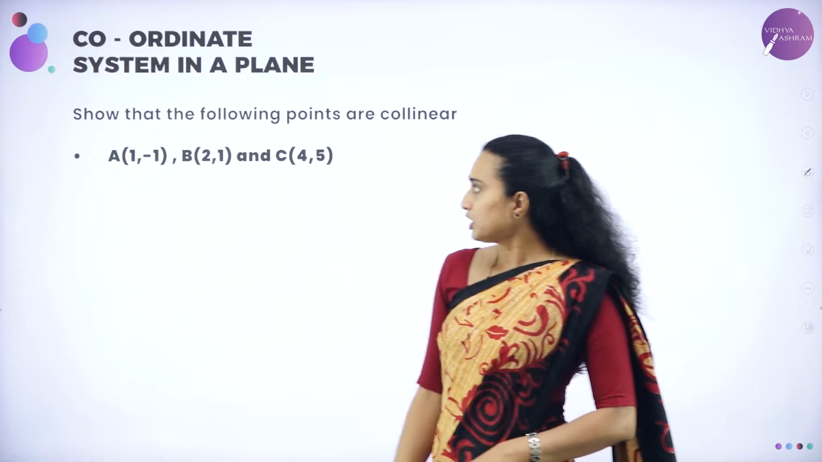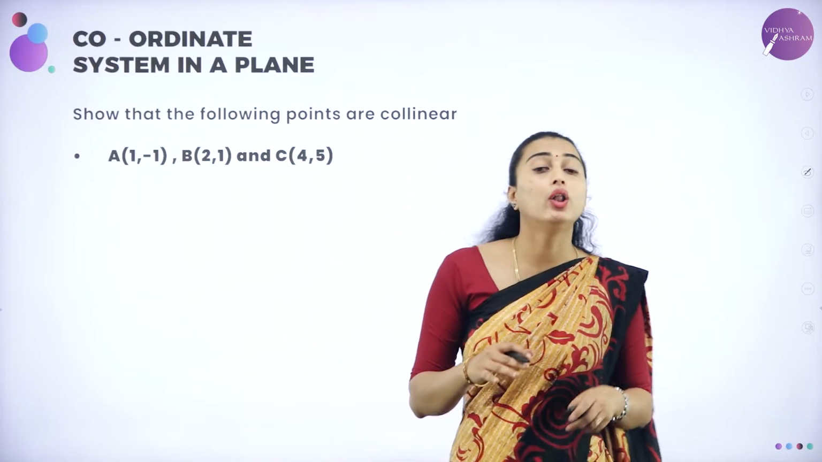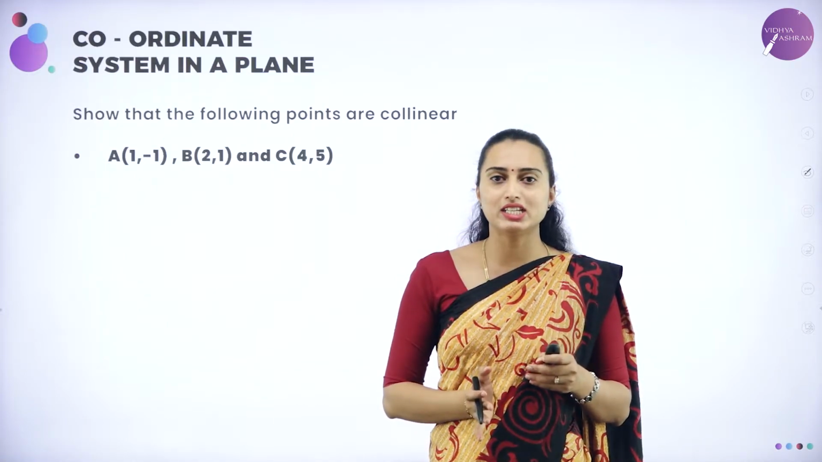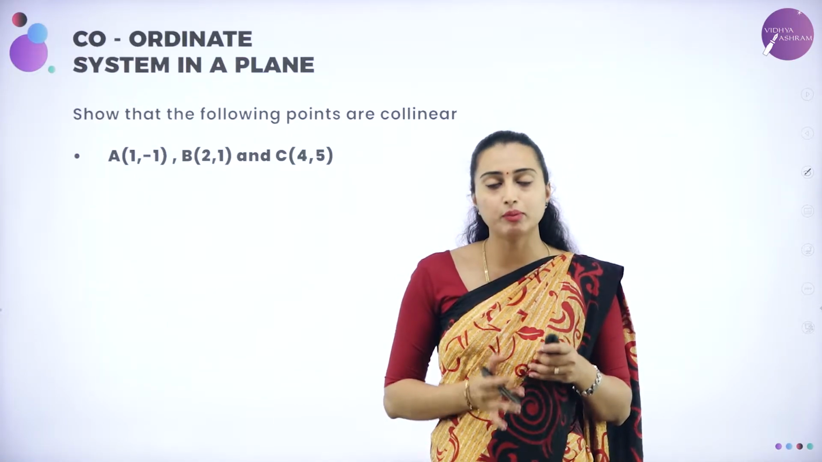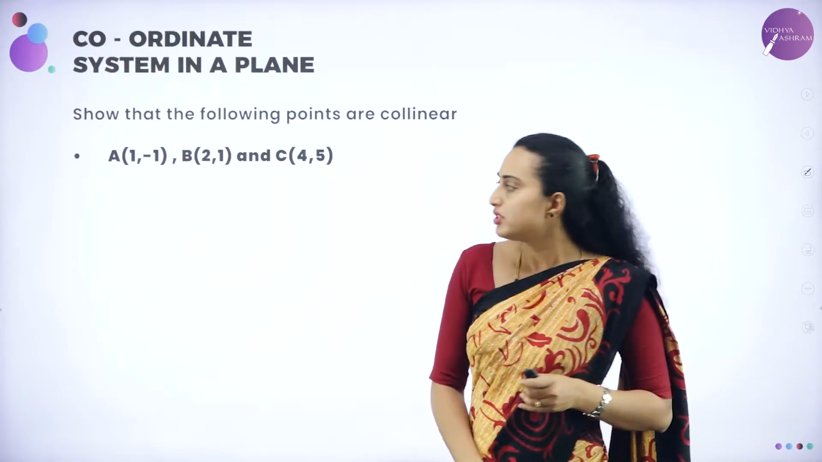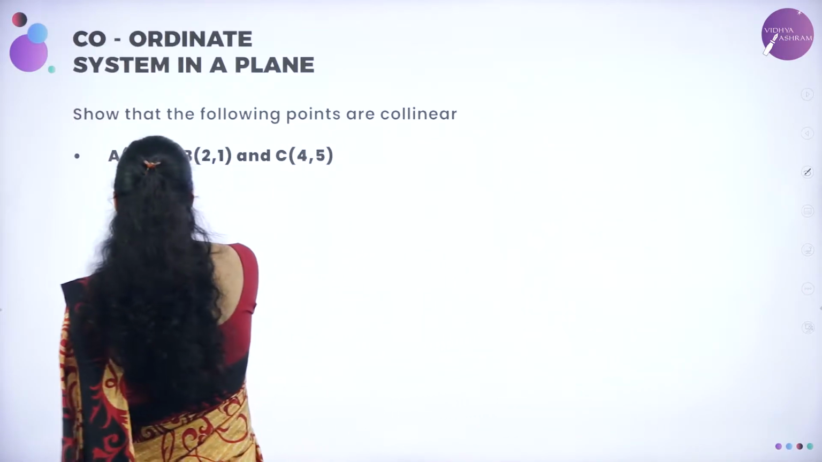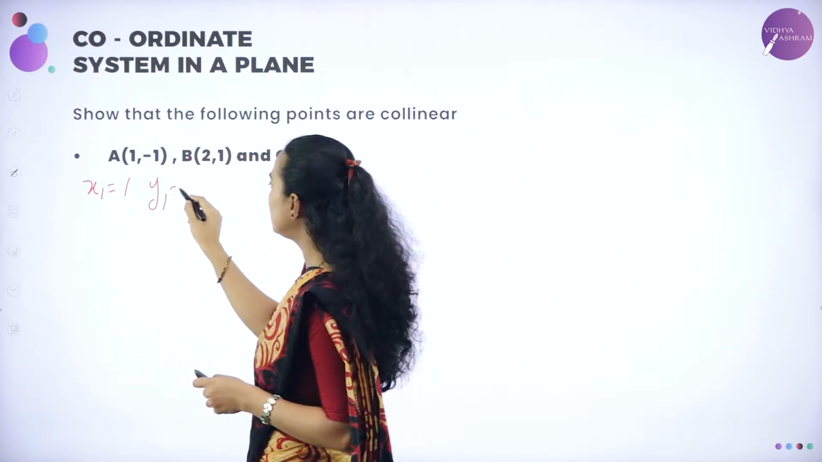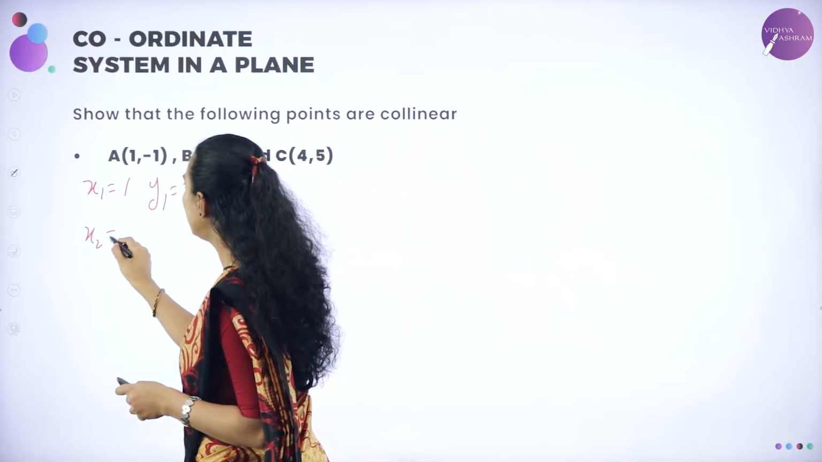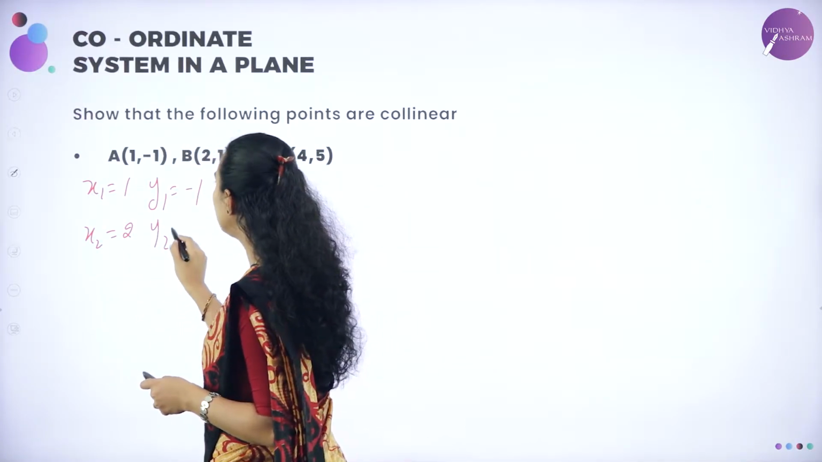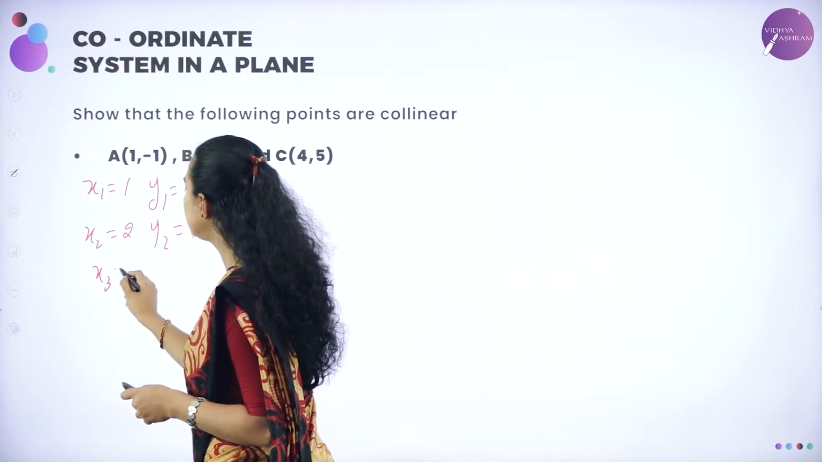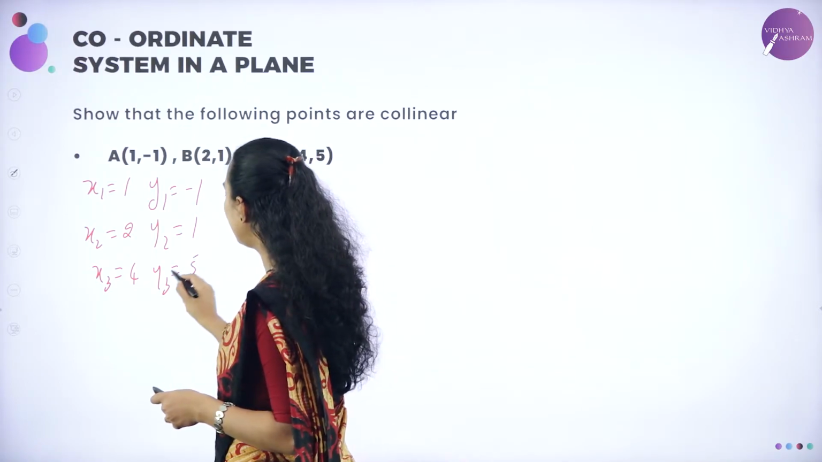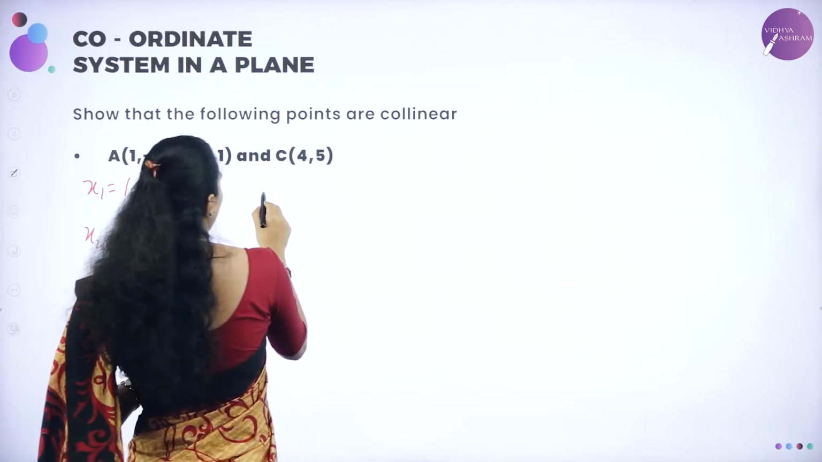What is that? Show that the following points are collinear. What I told you is that you are going to take the area of a triangle. If you get the value as 0, then the points are said to be collinear. Okay. So here we'll take x1 is equal to 1 and y1 is equal to minus 1, x2 is equal to 2, y2 is equal to 1, x3 is equal to 4, y3 is equal to 5. So let me substitute in the area of a triangle.